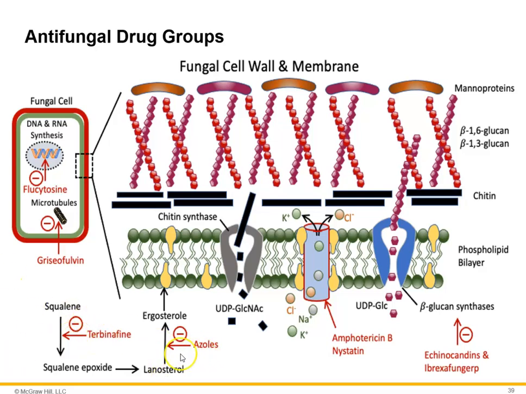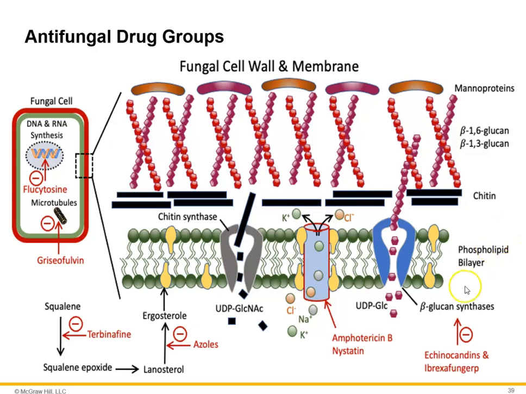We have the azoles. These are going to break down one of the steps in ergosterol synthesis. Terbinafine is going to break down another step in ergosterol synthesis. Amphotericin B and nystatin are going to interact with ergosterol in such a way as to form pores, and this is going to destroy the cell membrane's integrity, right? So ions can flow freely, and then so can water.